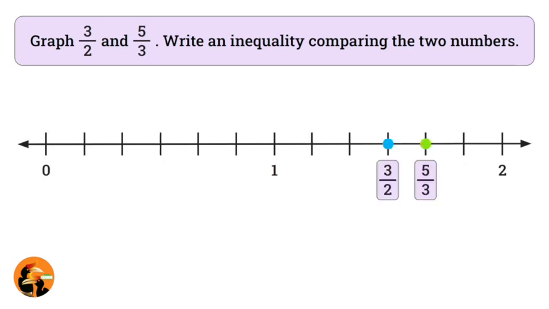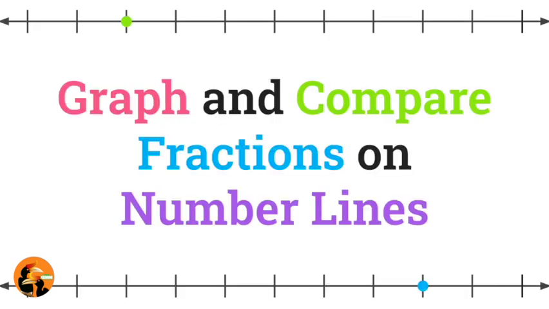Now let's compare the numbers. These points are very close together, but 3/2 is farther to the left than 5/3. That means that 3/2 is less than 5/3. So our inequality would state that 3/2 is less than 5/3. Fantastic! Try using number lines to graph and compare fractions on your own.